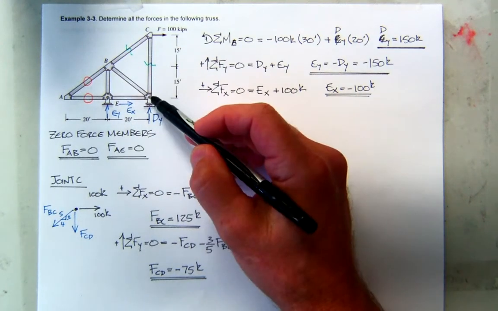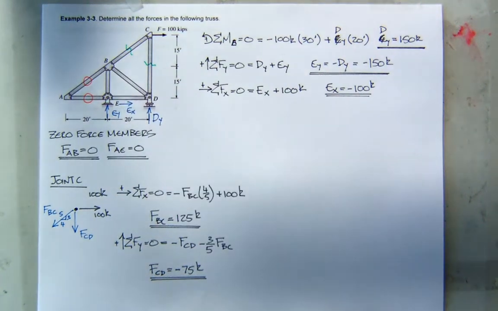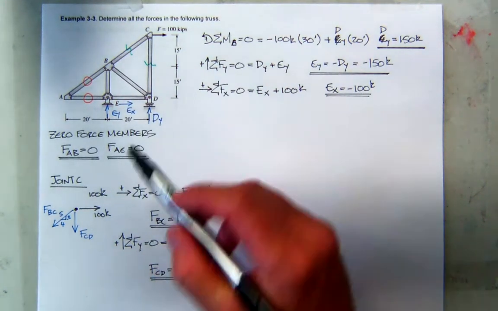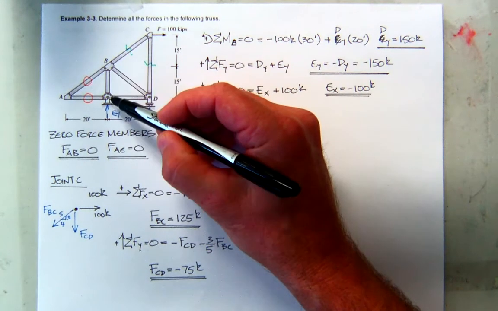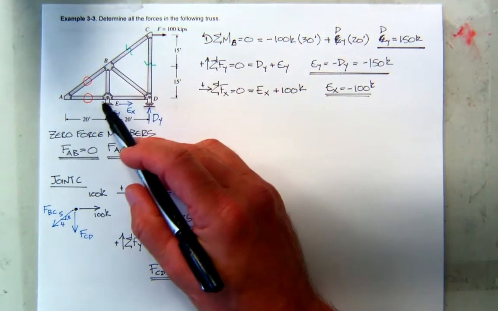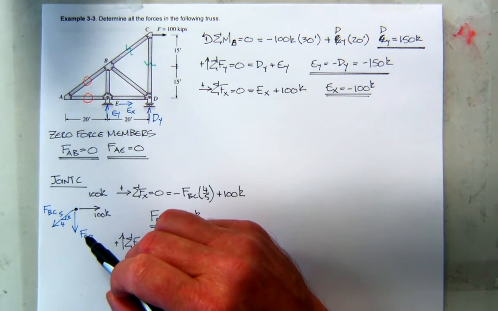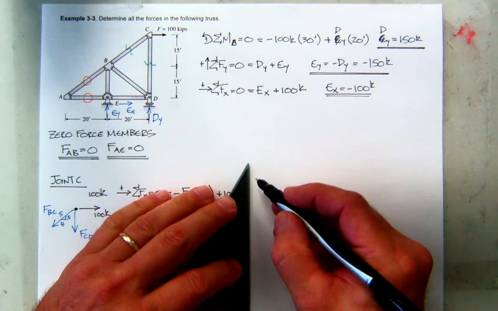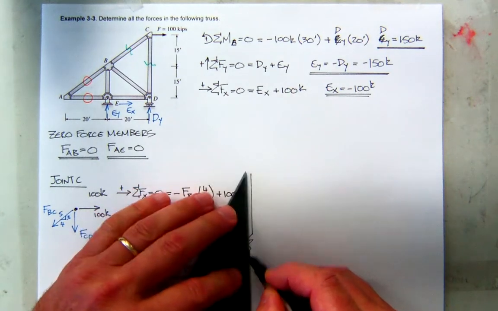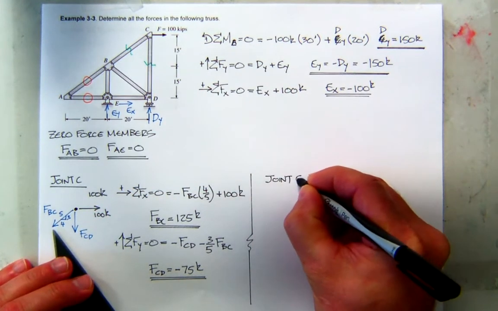We can go to D because there's only 2 unknowns, and we can go to E because there's only 2 unknowns. For my money, I like E because my two forces, one is all in the y direction and one is all in the x direction. That's going to be a pretty easy equation to solve. So let's do that. So here is joint E.